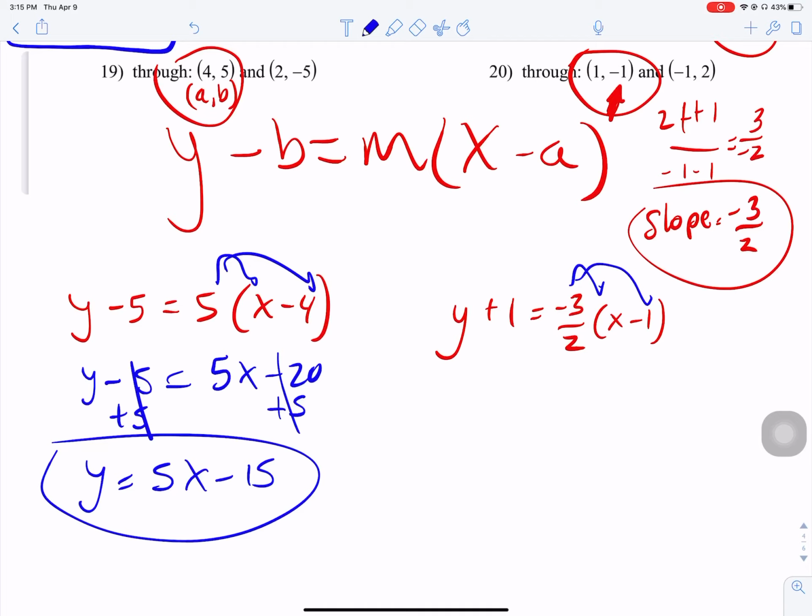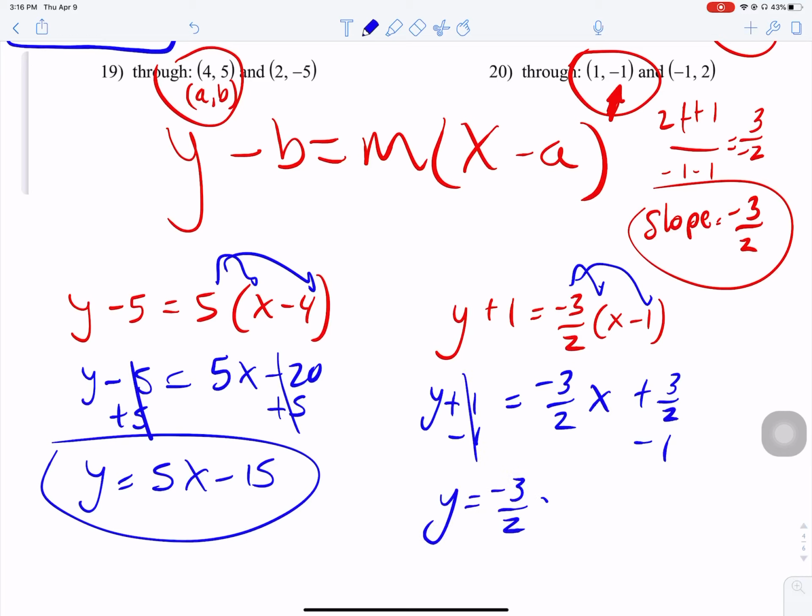And then this one's going to be negative 3 halves x plus 3 halves equals y plus 1. Subtract 1 on both sides. And you have y equals negative 3 halves x. And again, we've got to address this 1 here. It can't be a 1. It's got to be like 2 halves. But 3 halves take away 2 halves is 1 half. Okay, so we can write that in.